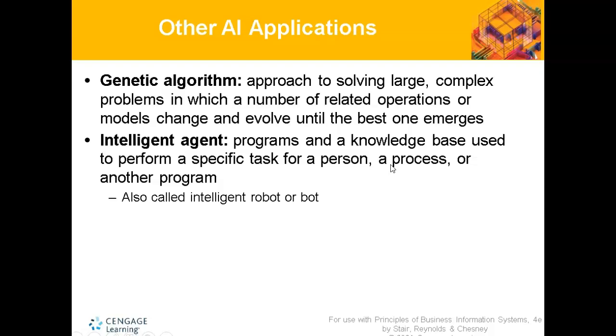Other AI applications. Now I'll skip the generic one and go to intelligent agents first. An intelligent agent is like your personal program that you use when you want information, for example your Google search.